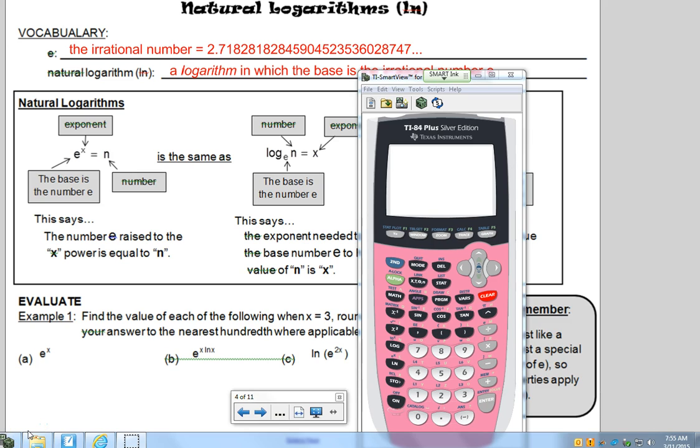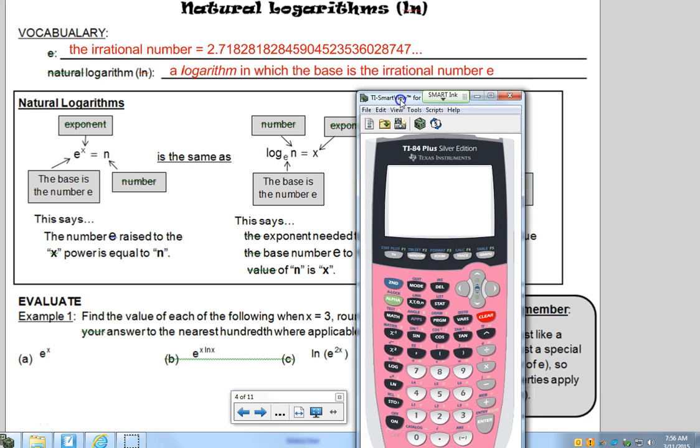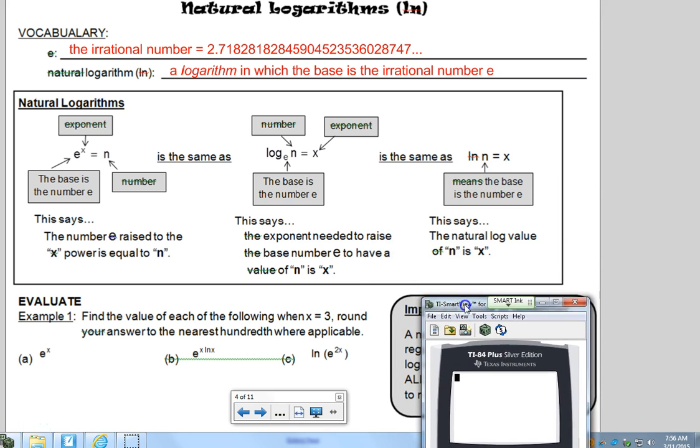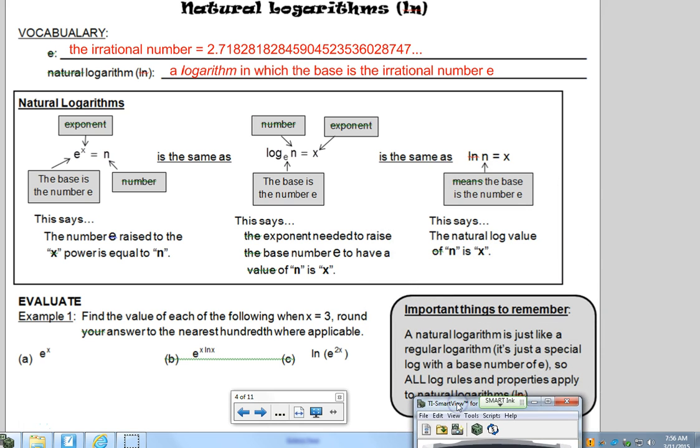Hi, today we're going to be working with logarithms, but a special type of logarithm using a number e. So you all know pi. Pi is an irrational number that never ends, and now you're going to learn a new value. It's called e, and it also is just like pi. It's a set number, it's irrational, and it goes on forever.